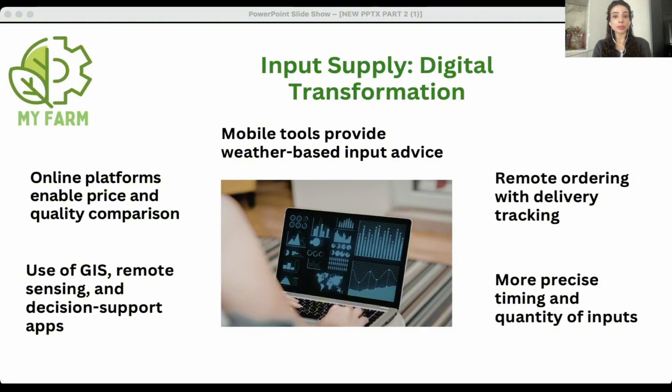Today, digital platforms are reshaping this stage. Online marketplaces, mobile-based advisory services, and integrated farm management systems now allow farmers to compare prices and product quality, access weather-based input recommendations, and order supplies remotely, often with delivery tracking options. Also, technologies like GIS mapping, remote sensing, and decision support applications are now helping to optimize the timing and quantity of inputs being used among farmers.